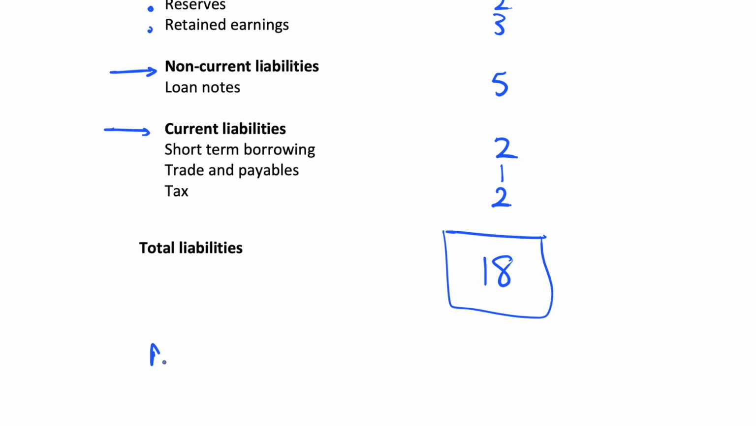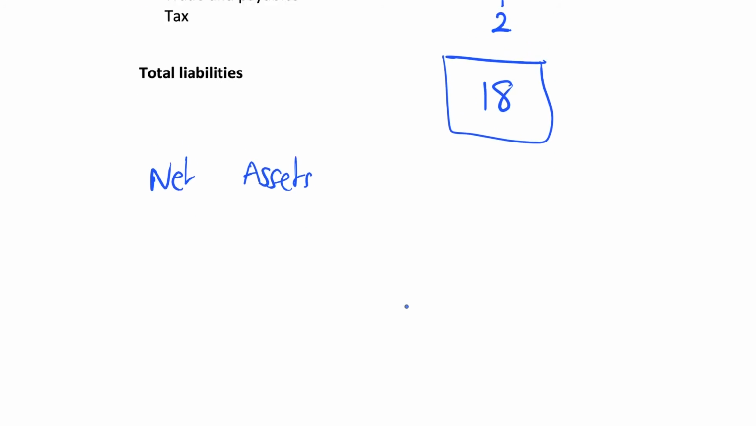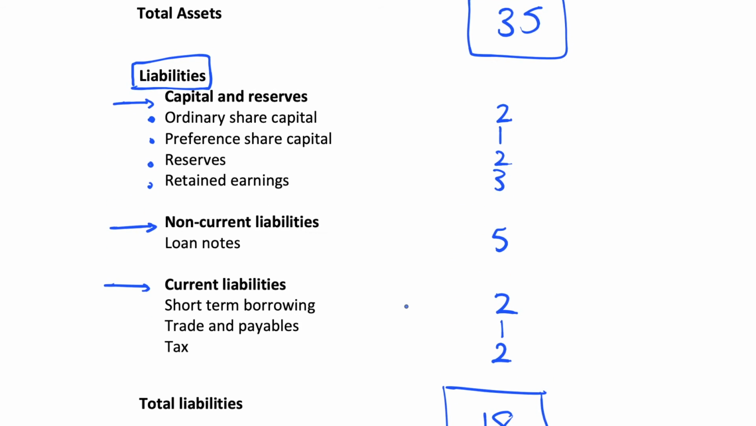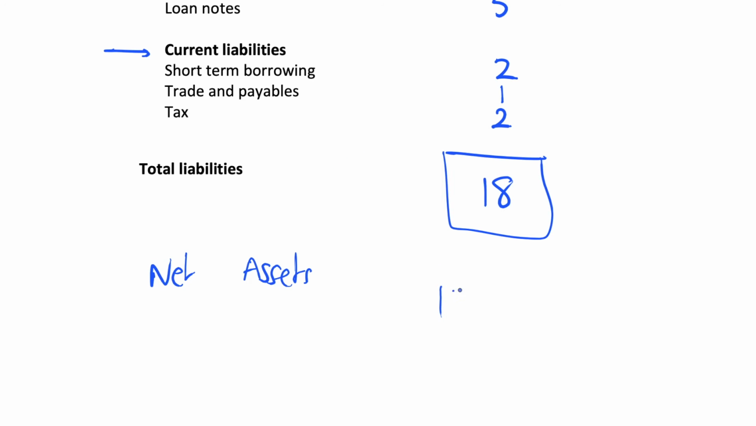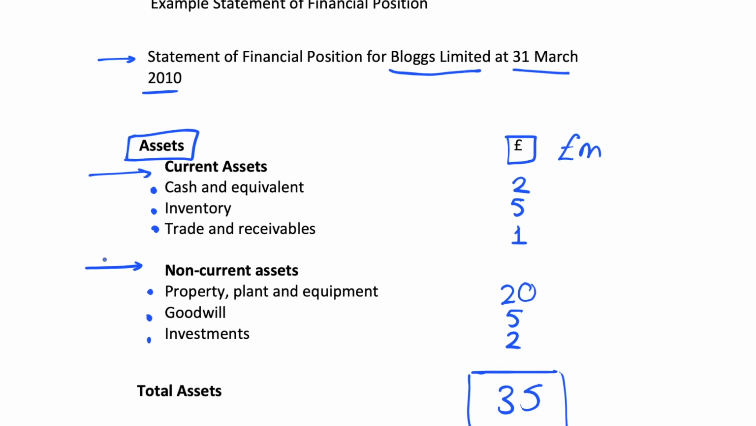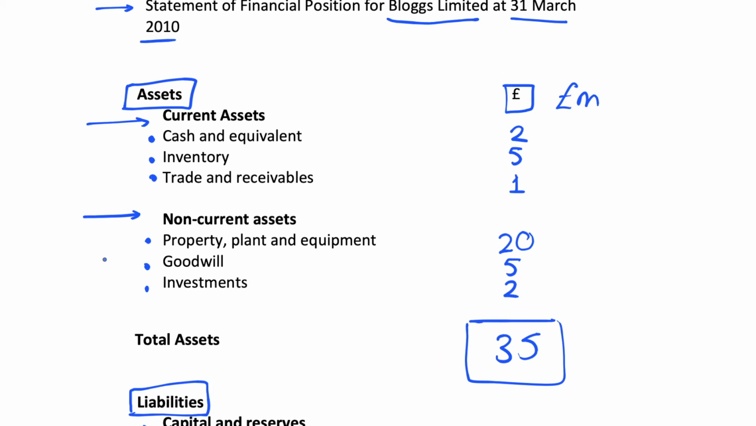And then at the bottom of our statement of financial position, we may have something that says net assets, which I think I forgot to put in here. But then this will be our total assets minus our total liabilities, which, if my maths is correct, would be 17 million, and this was in pounds and millions. But okay, I've just made up a load of numbers on the spot here and probably added them together incorrectly, but this is what our statement of financial position does. So it's quite simple really.